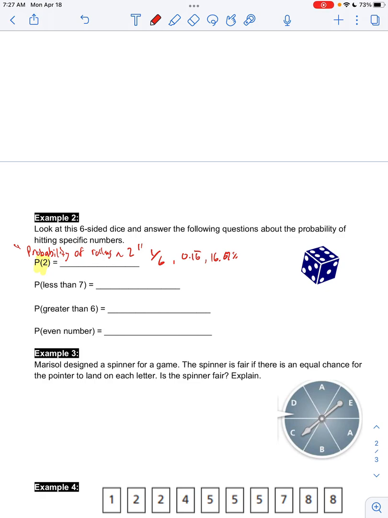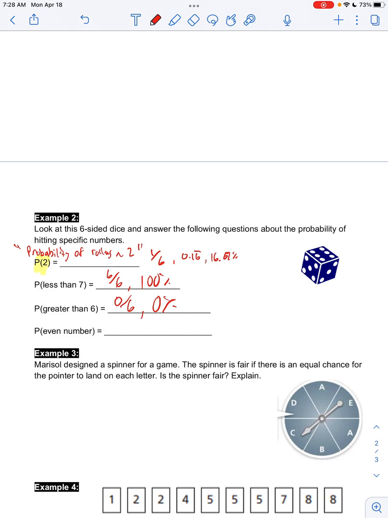So we could say it's like 16.67%. The probability that a number is less than 7, well, a dice has numbers 1, 2, 3, 4, 5, and 6. So the probability that it's less than 7 is 6 out of 6, or 100%, okay? You cannot roll a 6-sided dice and get any number that's not less than 7. And it's similar, the next question, what's the probability that you roll a number greater than 6? That's impossible. You can't do that. 0 out of 6, 0%. You can't roll a number that is greater than 6.